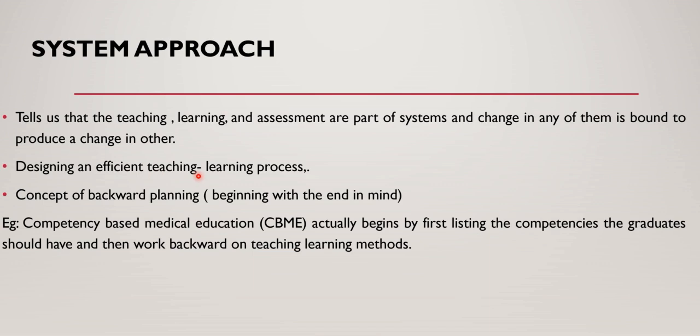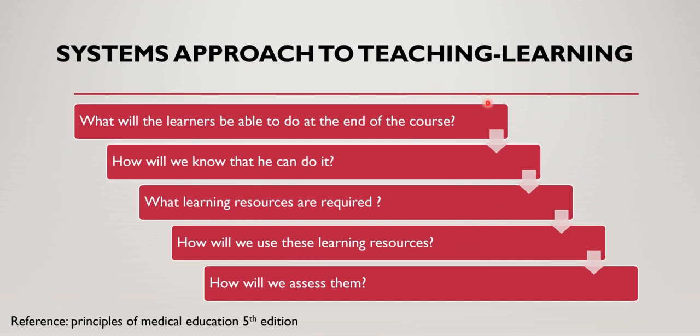It helps us in designing an efficient teaching and learning process, and there is a concept of backward planning in this: beginning with the end in mind. For example, in competency based medical education, it begins by first listing the competencies the graduate should have, and then we work backward on what the best teaching and learning method should be. For example, in the systems approach: what will the learners be able to do at the end of the course? Then how will we know that they can do it? What learning resources are required, how will we use these resources, and how will we assess them?